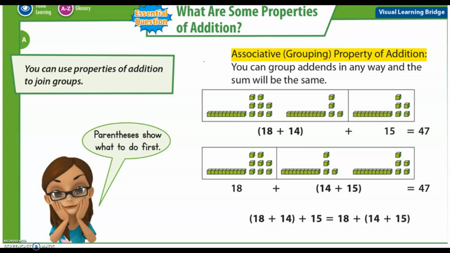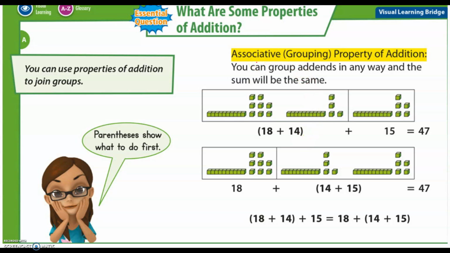So we're going to use properties of addition today to join groups, and we know that addition is joining groups together. When we do an addition problem that has more than two addends, sometimes you're going to see parentheses around specific parts of the equation. The reason you'll see these parentheses is because that's the part of the problem you're supposed to do first.